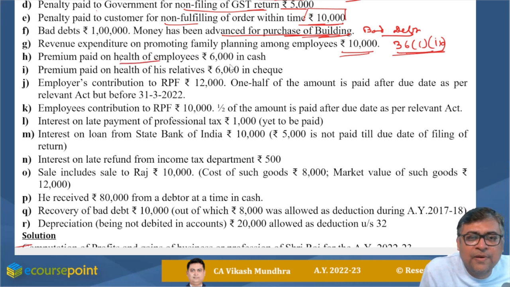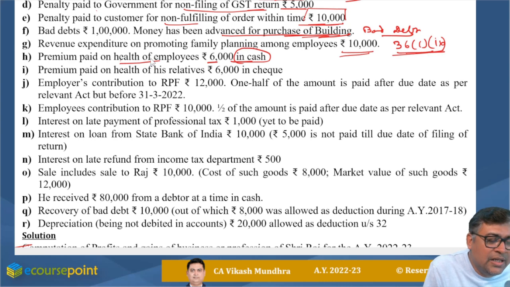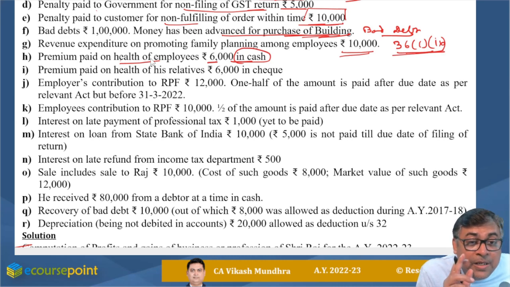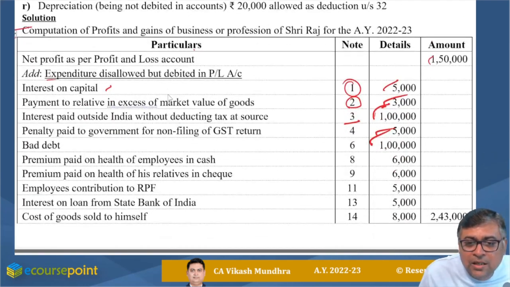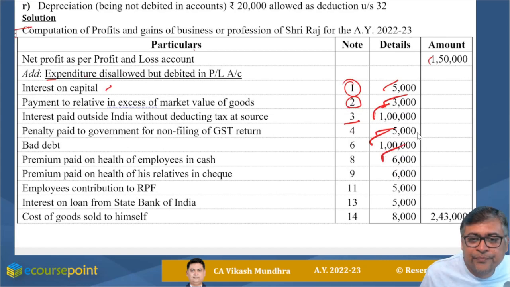Premium paid on health of employee, rupees 6,000 in cash. Here this is crucial. Premium paid for health of employee is your business expenditure, but in that section it is specifically mentioned that the premium for health of employees should be paid other than in cash mode. But you paid in cash mode, so this should be disallowed. So I disallowed this 6,000.